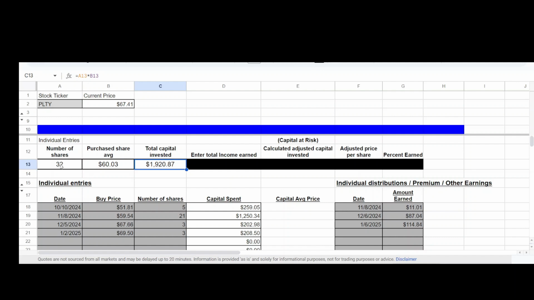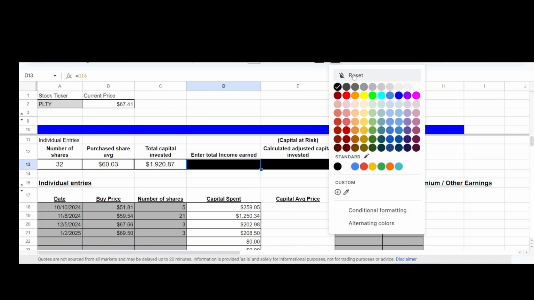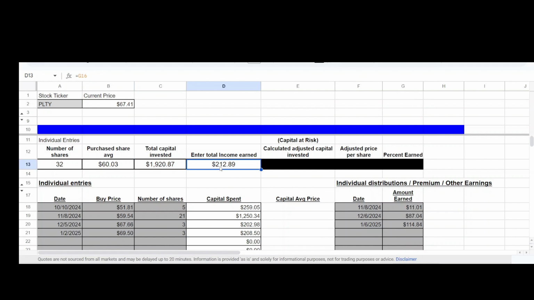It does not take into account the distributions, dividends, or premiums that you may earn on options or anything like that. That you have to figure out on your own. So what I'm doing is entering my distributions, and the total amount of distributions that I have earned so far is $212.89. So if I spent $1,920.87 and I've got back $212.89, then I want to subtract that off of my total capital invested.